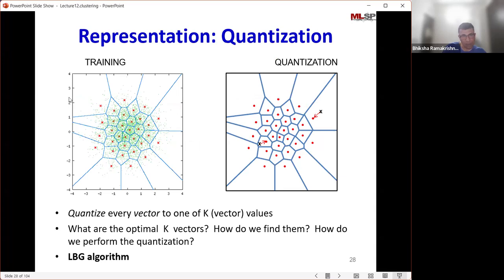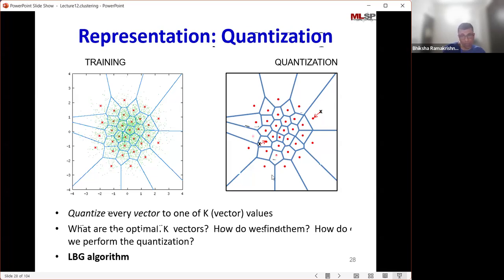For example, if all of these green dots represent your data, then clustering could partition the data into these cells as seen over here. Now, each of these cells has a central vector shown by the star. And now within each cell, you can approximate every training data vector by just the central vector within the cell.